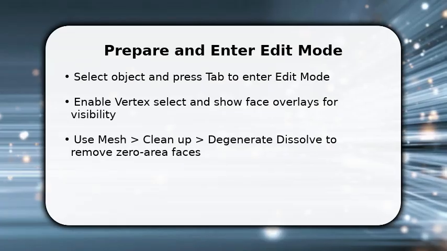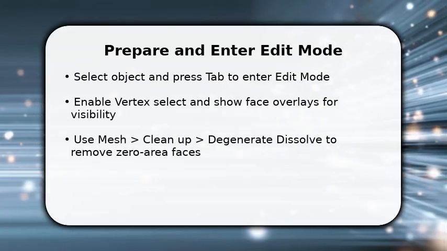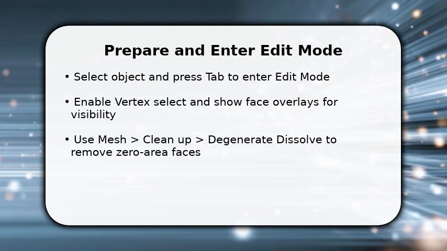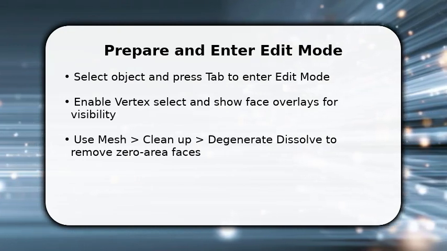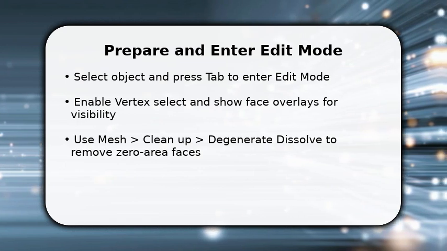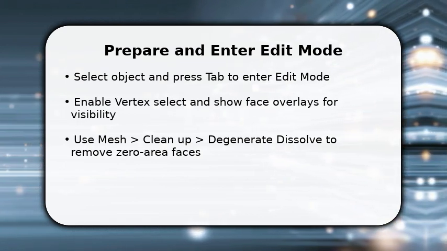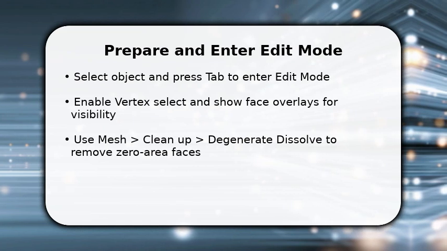Enjoy the video. You start by selecting the Mesh and pressing Tab to enter Edit mode. This gives direct access to vertices, edges, and faces. Make sure Vertex Select is active and face overlays are visible so you can spot triangles.